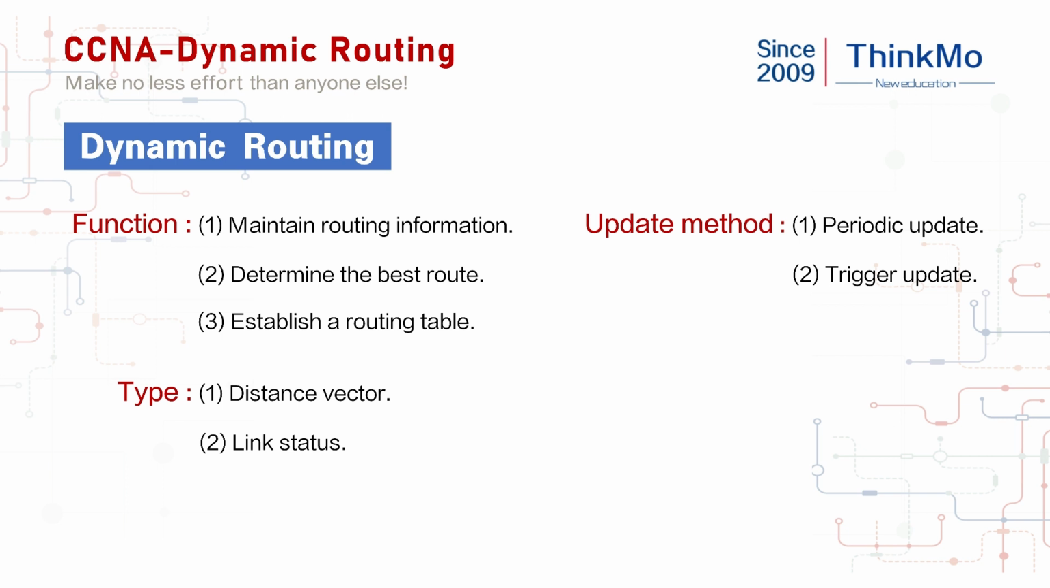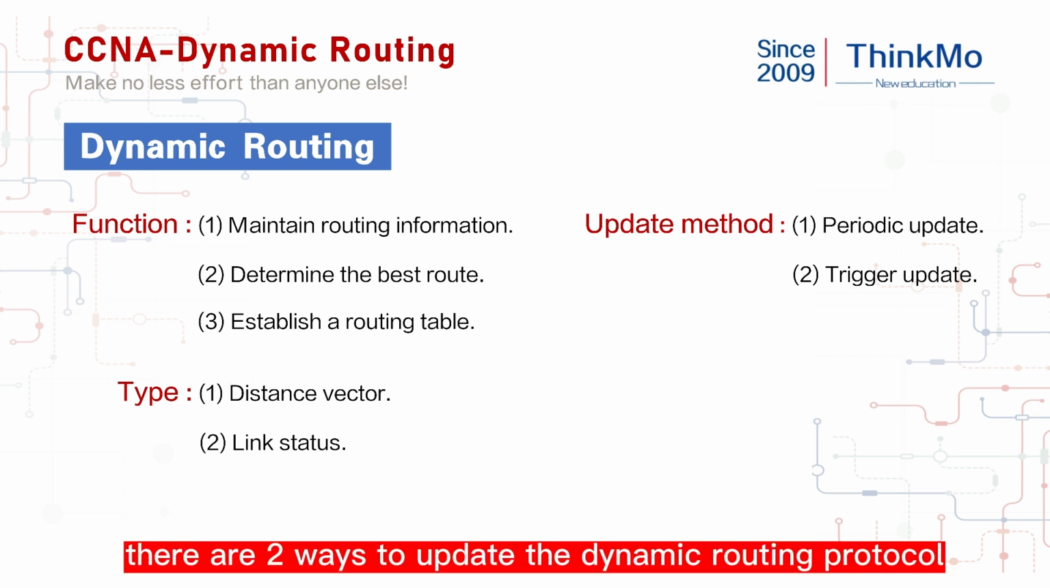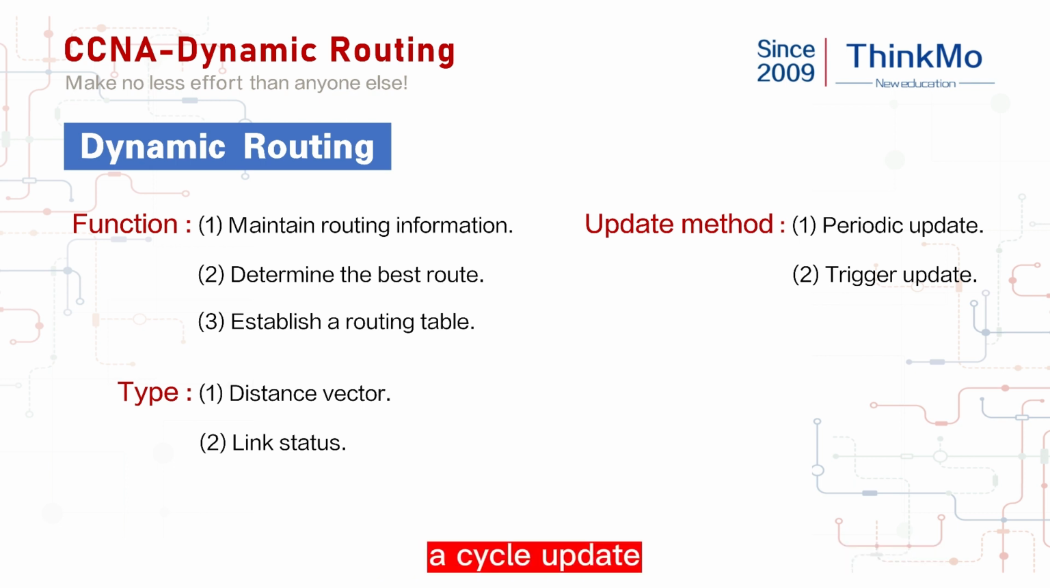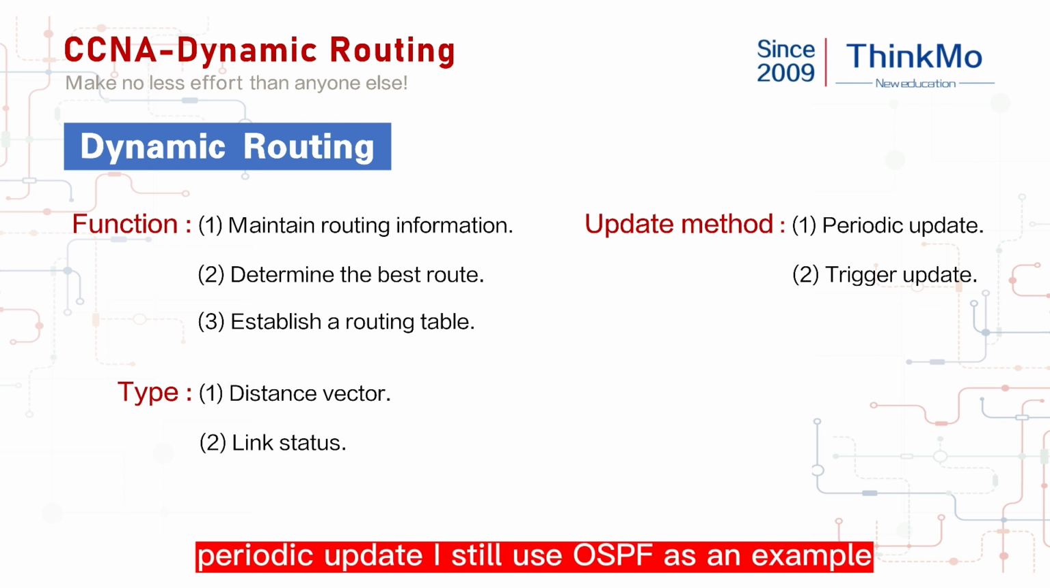Okay. Let's see how to update. There are two ways to update in a dynamic routing protocol: a periodic update and a triggered update. For periodic update, I still use OSPF as an example, because EIGRP has no periodic updates, so I can only use OSPF as an example.